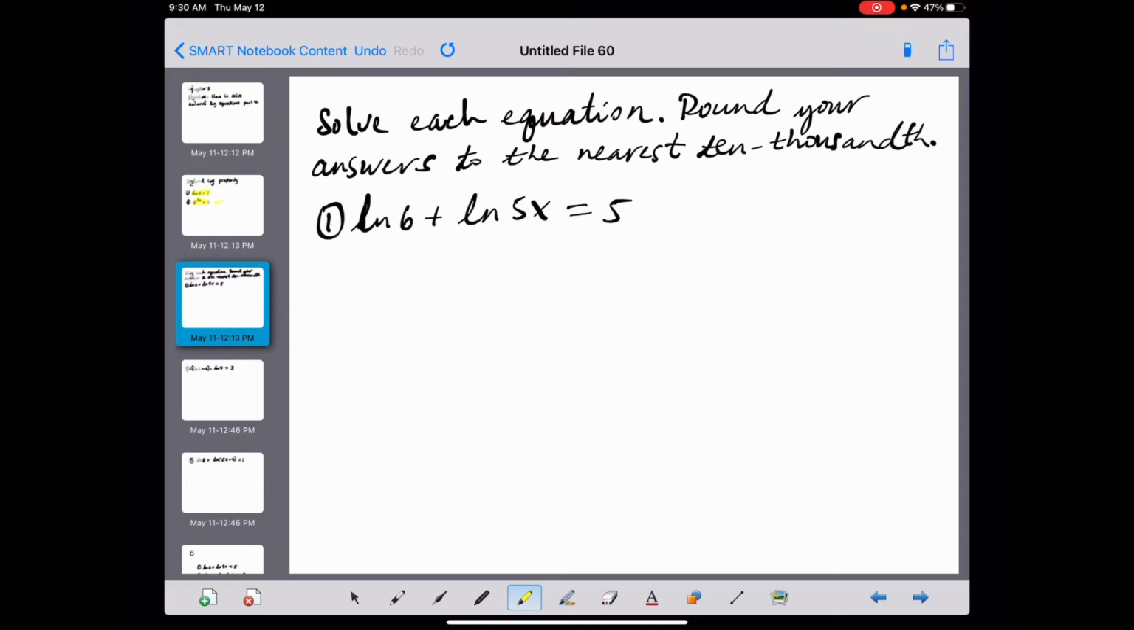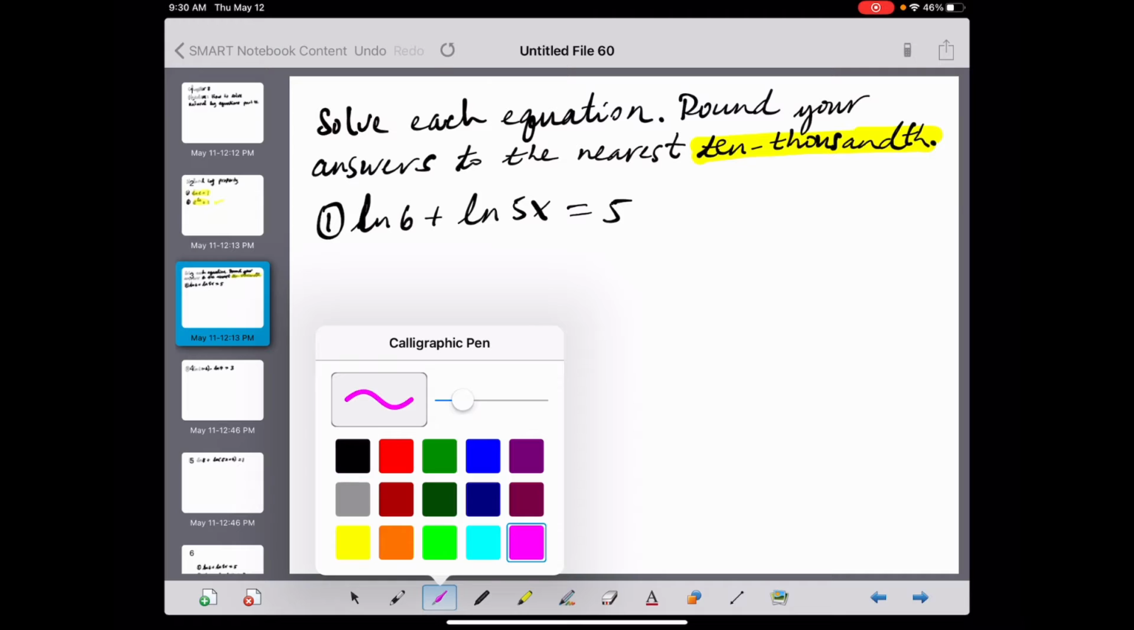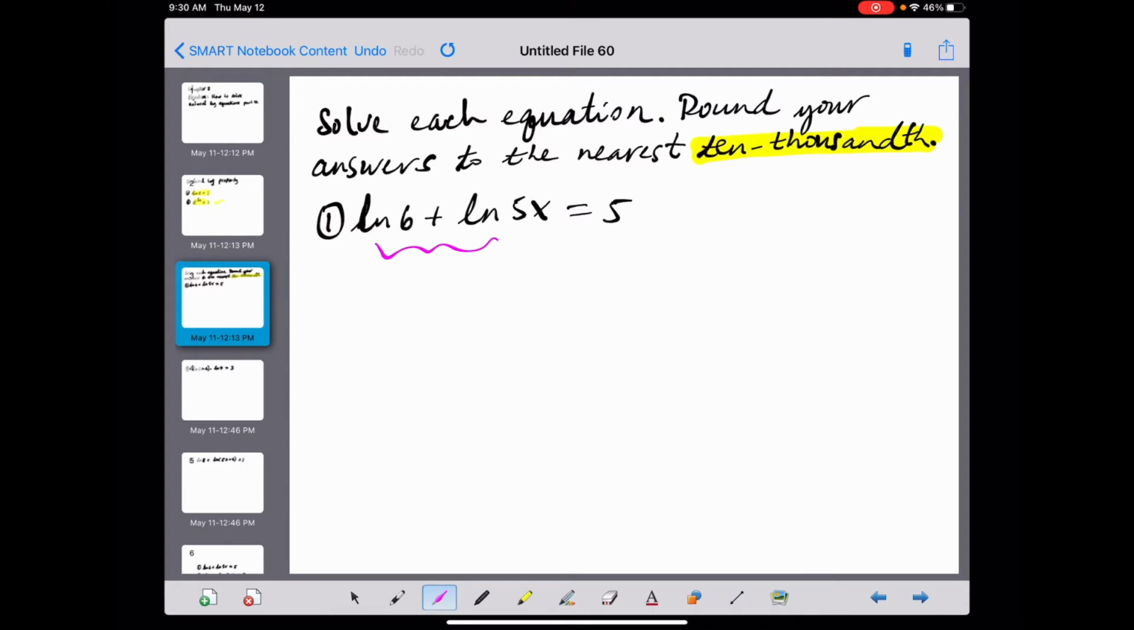It says solve each equation, round your answers to the nearest ten-thousandth. That means 4 decimal places. Okay, so step 1. Notice we have 2 ln's on the left-hand side equal to a number. Whenever you have too many ln's, you want to make it into 1. It's kind of like log in the same way, okay? So right here, I'm going to condense this into 1.